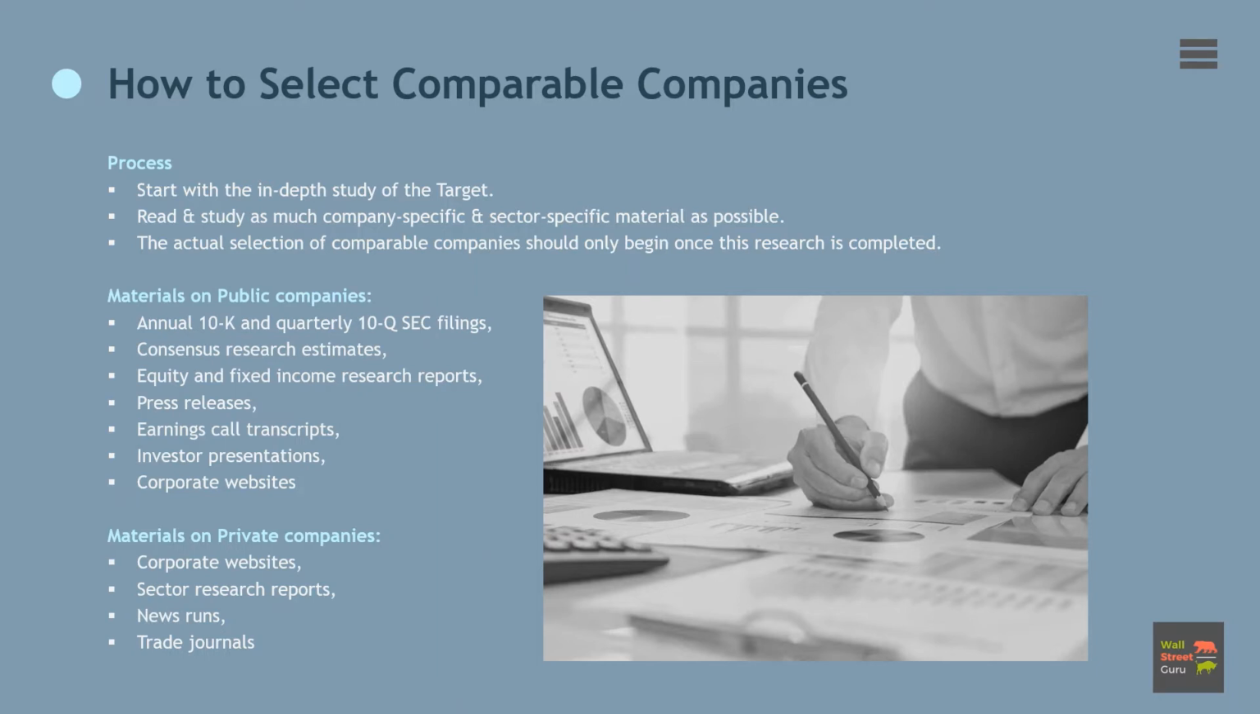For targets that are public registrants, annual 10K and quarterly 10Q SEC filings, consensus research estimates, equity and fixed income research reports, press releases, earnings call transcripts, investor presentations, and corporate websites provide key business and financial information. Private companies present a greater challenge, as the banker is forced to rely upon sources such as corporate websites, sector research reports, news runs, and trade journals for basic company data.